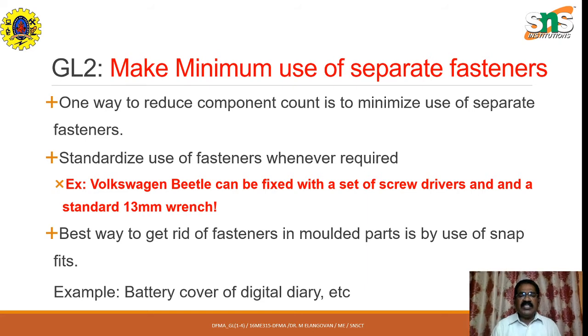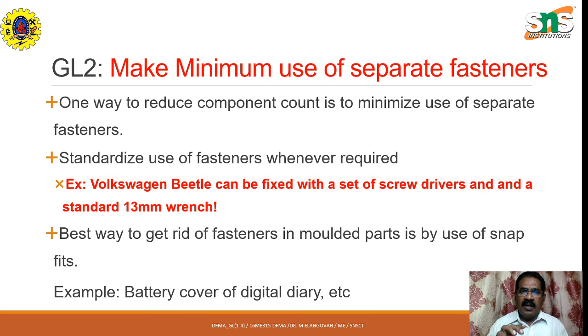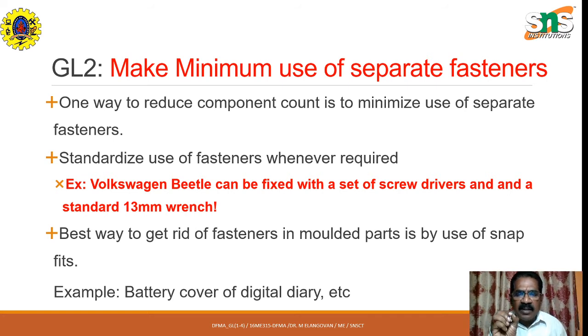Okay. Standardize the use of fasteners whenever required. The best way to get rid of fasteners in molded parts is by use of snap fit. We will see what is snap fit. Okay, you have a Pond's talcum powder box. You open that, and then when you want to close it back, you close it, and then just press, and it gets snapped, and then you get a tuck sound, and that is a snap fit. Okay, making such kind of assembly and disassembly is very simple. The assembly of the back cover of the previous generation of cell phones was by the snap fit only.